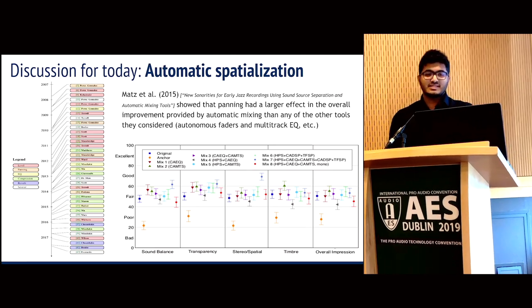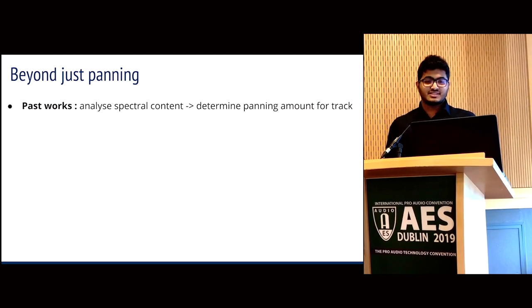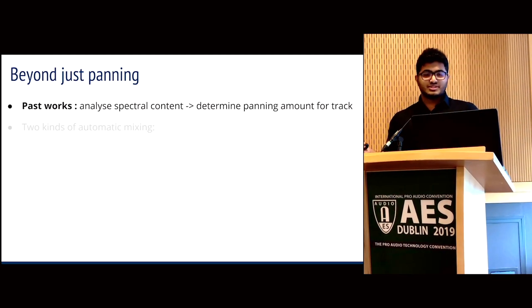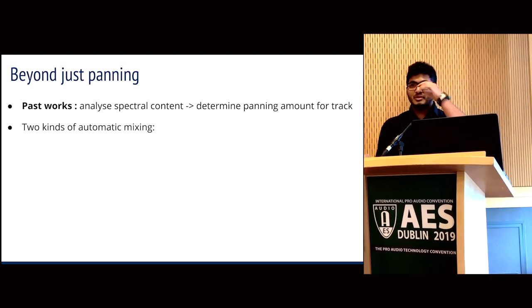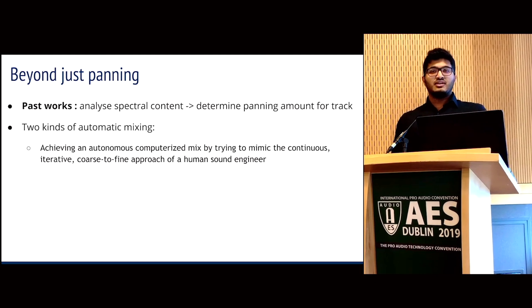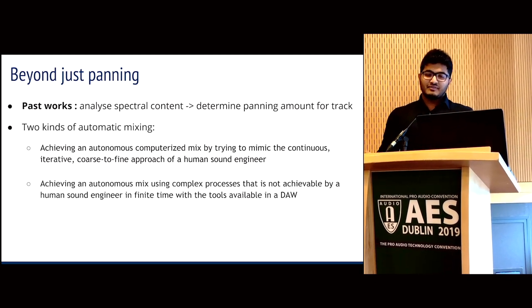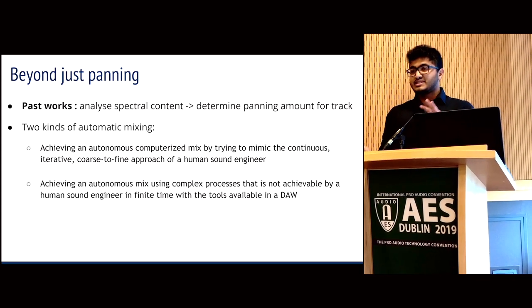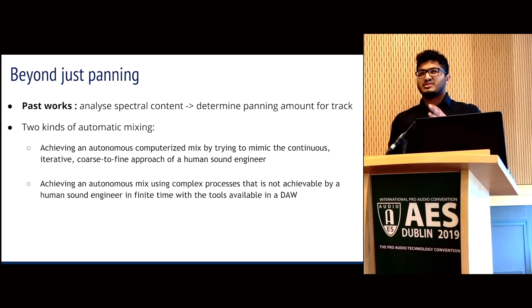Past works have basically analyzed spectral content and decided a panning amount for each track. And here I'm going for a different approach. If you categorize automatic mixing, one way is trying to mimic what sound engineers actually do. On the other hand, there is a different approach, where we use a very complex process which sound engineers might not be able to achieve in finite time on their DAW, for example, frequency-based panning.